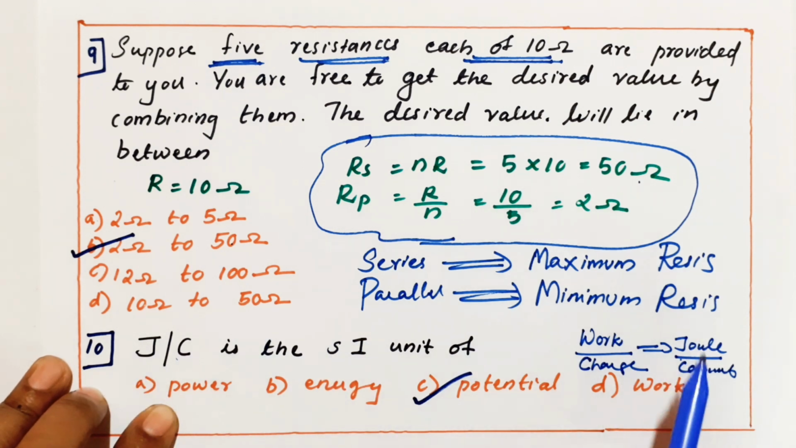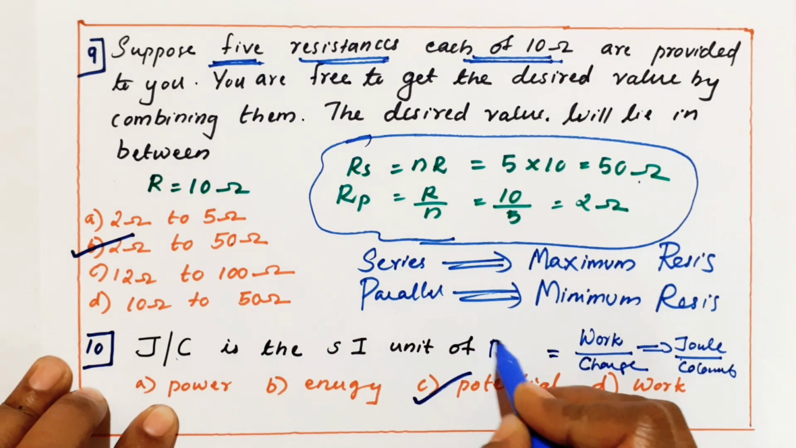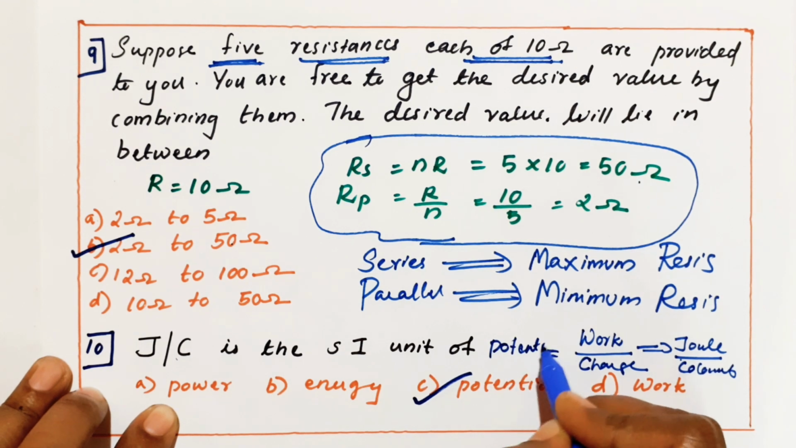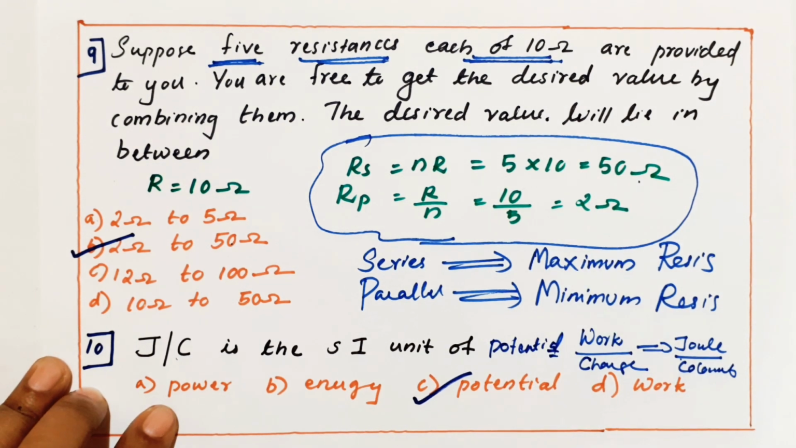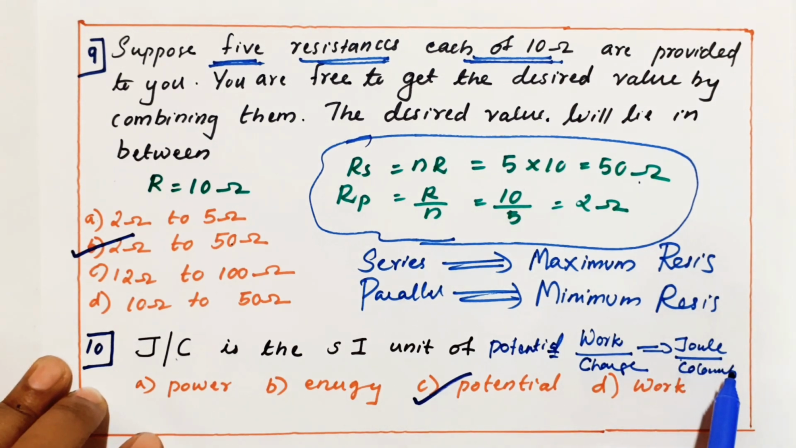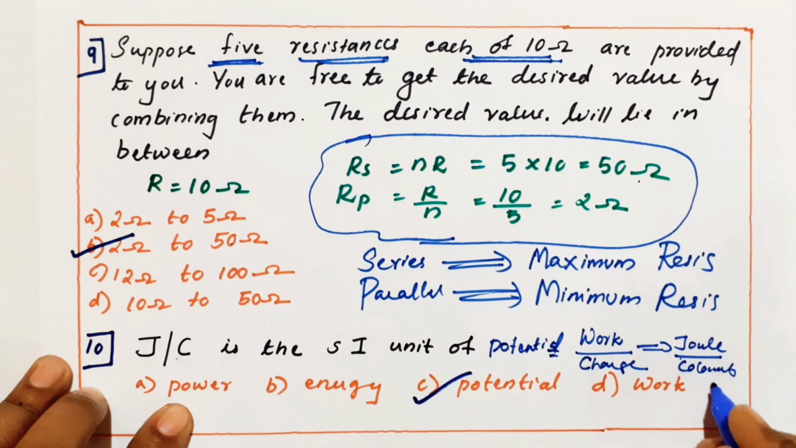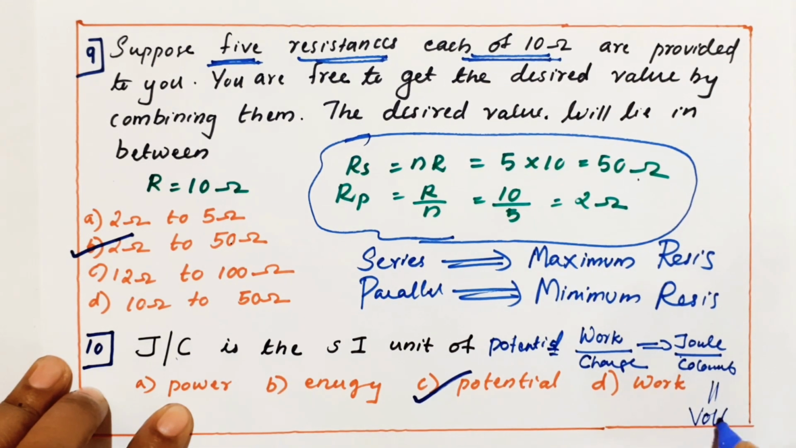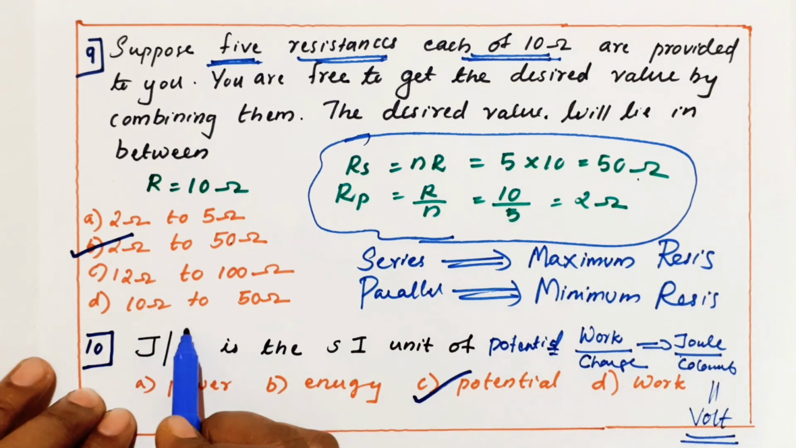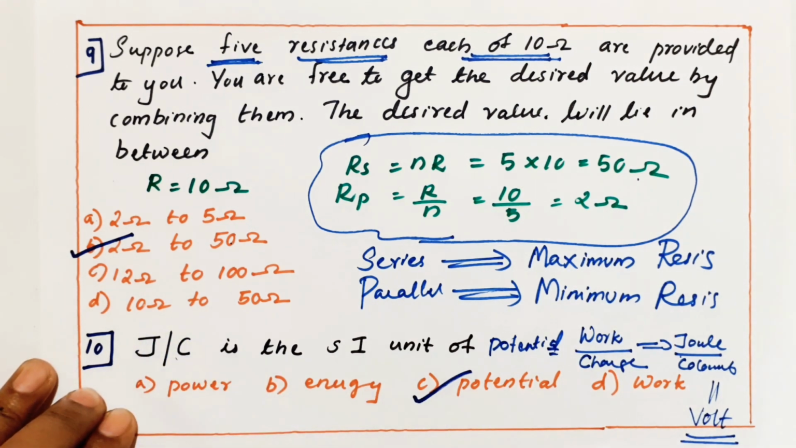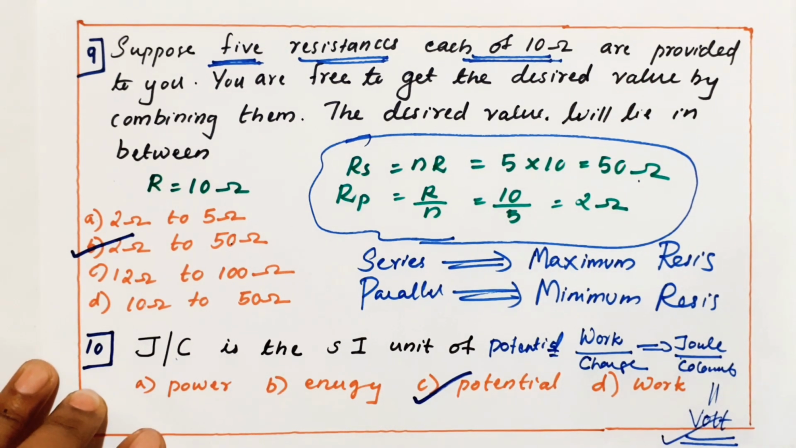So it is joule by coulomb. What is work by charge? Work by charge is nothing but electric potential. So what is the unit of electric potential? The unit of electric potential is joule per coulomb. Joule per coulomb is also called by a name, volt. Don't forget all these. So joule per coulomb is the SI unit of potential, and it can also be called volt.